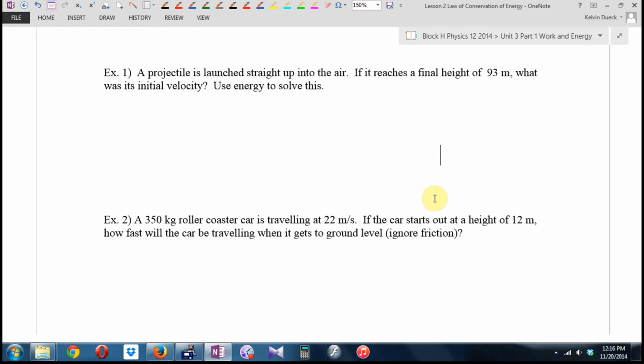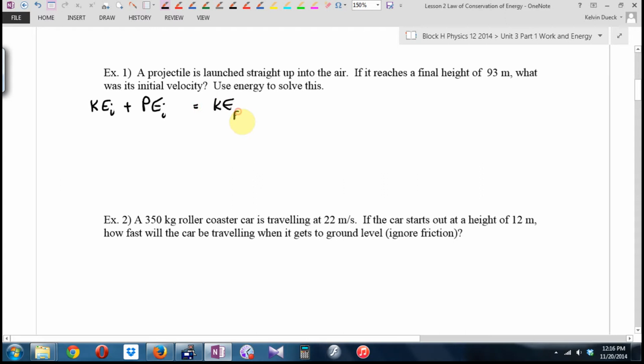So I'm going to start out by going like this. Kinetic energy initial plus potential energy initial equals kinetic energy final plus potential energy final. Does this question mention friction or heat at all? Then I won't use the second version. I'll just assume this is my perfect magic physics world where everything works nice.